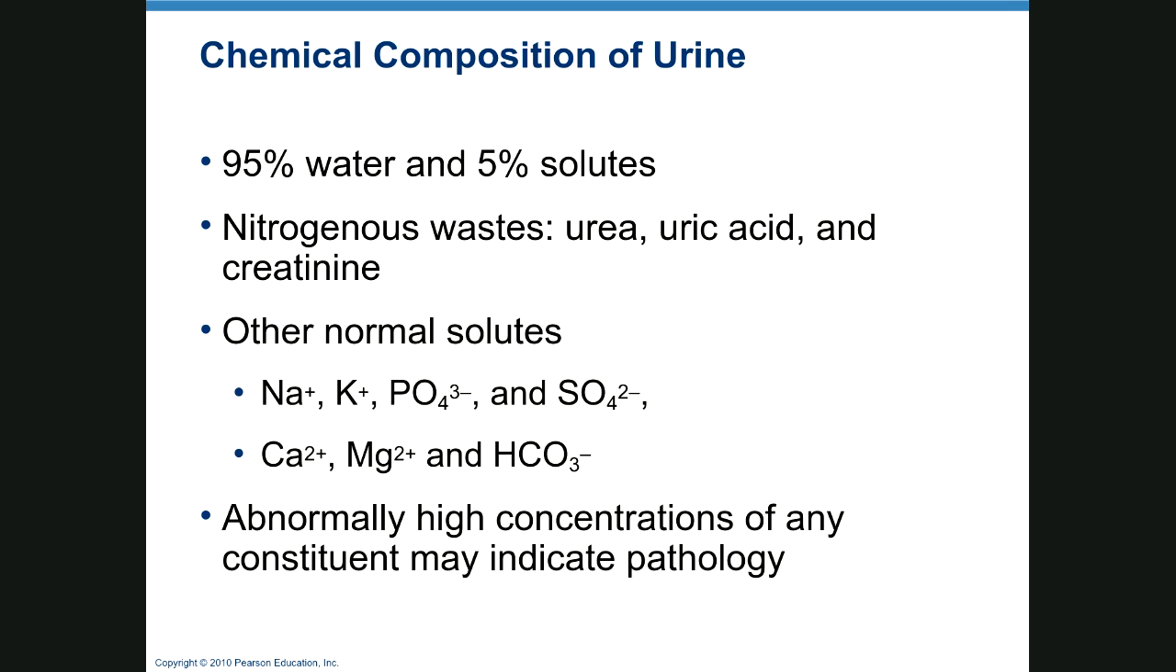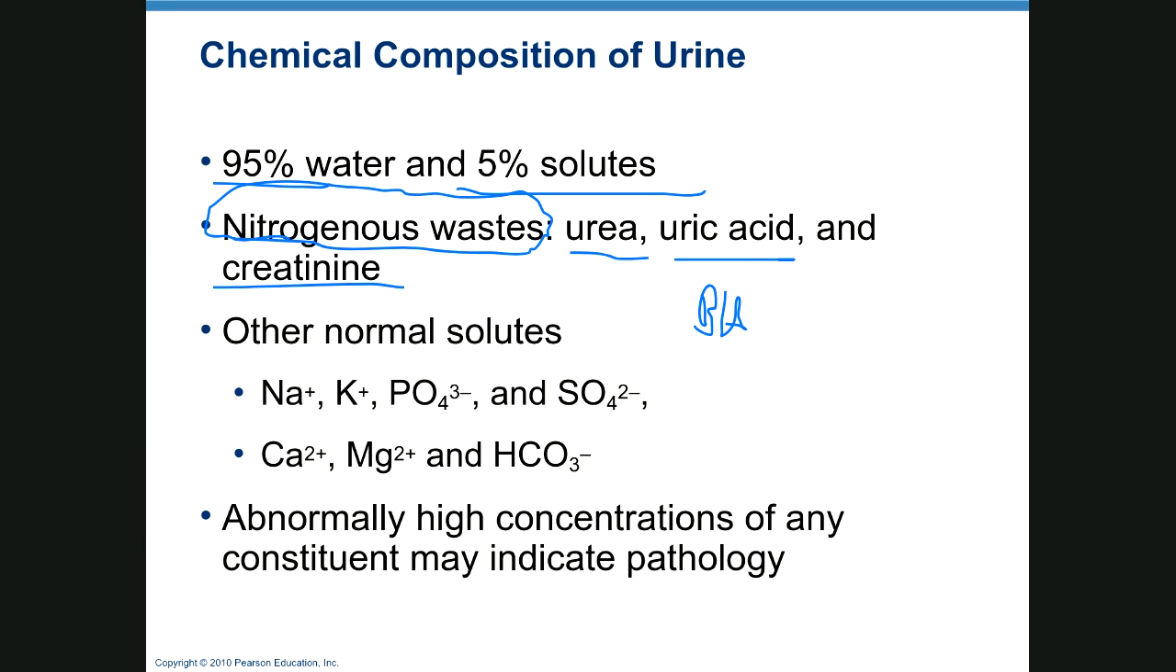Okay, chemical composition of urine: 95% water, 5% solutes. Nitrogenous waste. Now, when we say nitrogenous waste, we mean the nitrogen-containing byproducts of metabolism, generally protein metabolism. Urea, uric acid, creatinine. And when we check for BUN, that's your blood urea nitrogen. If it's not getting filtered out, that could be a sign of kidney failure. You also test for creatinine, and you can test for uric acid.